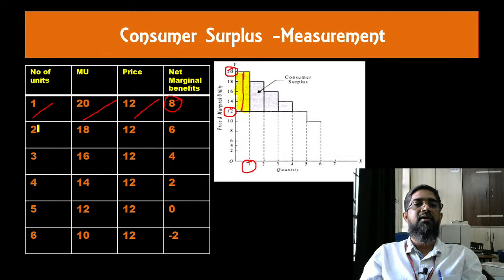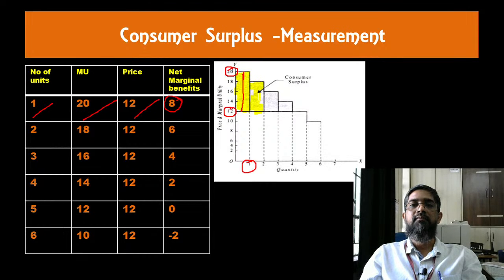Similarly for the second one, how much is the utility now? It has fallen, because now you are consuming 2. From 20 it has gone down to 18, but the price is 12 only. So the difference is 6, the net benefit is 6. You see this from the second unit, how much is the net benefit?